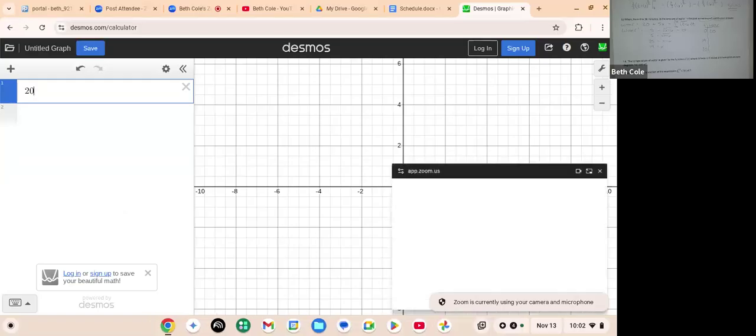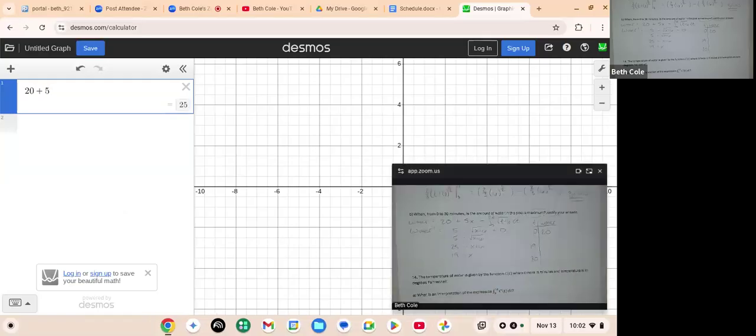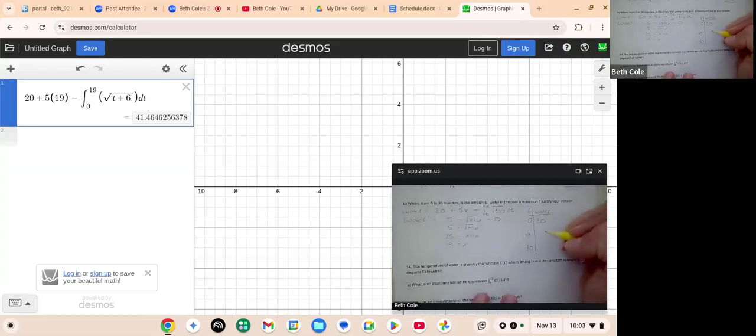We started with 20. And then we accumulated 5 gallons per minute. So we're doing at 19 minutes. So 5 times 19 minus, we want to integrate from 0 to 19 of square root of t plus 6. Oh, you know what? It's going to want me to put a parenthesis there, I think. dt. So I'm going to write that on my paper. Or actually, you can see the paper. There's a little box at the bottom of the screen.